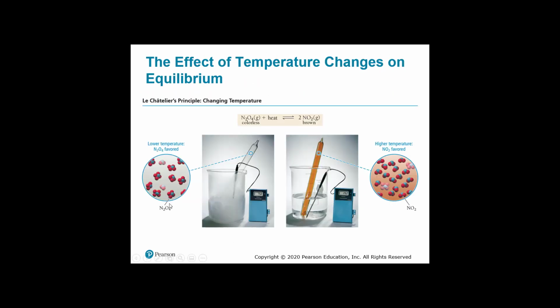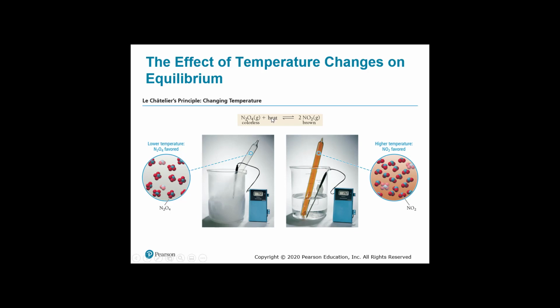Nope, I jumped ahead too far. So let's take a look at this here. We have N2O4, a gas that's colorless, and we have NO2, which I think is a product of smog, which makes smog look brown. And this is brown. This is brown. This is products. And then we have heat.